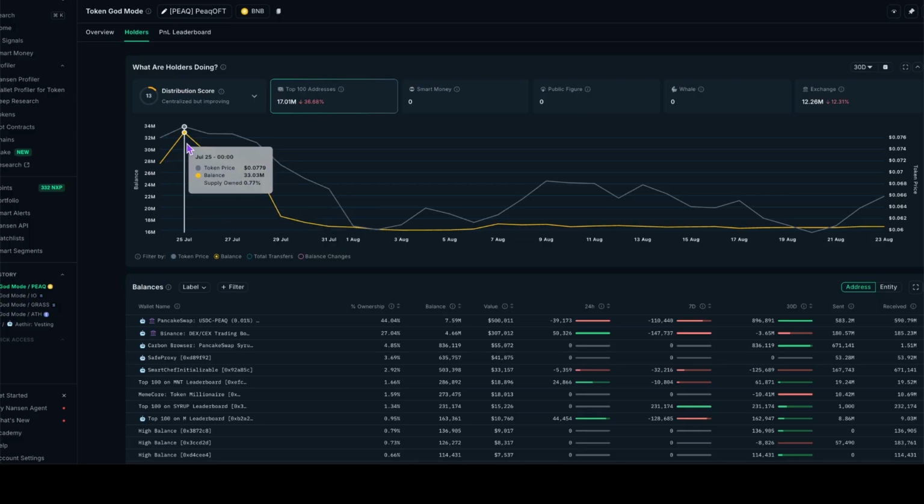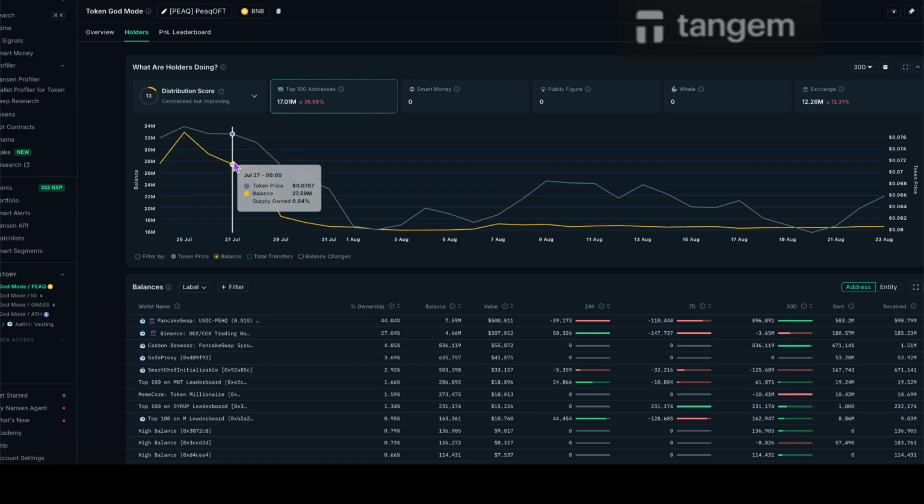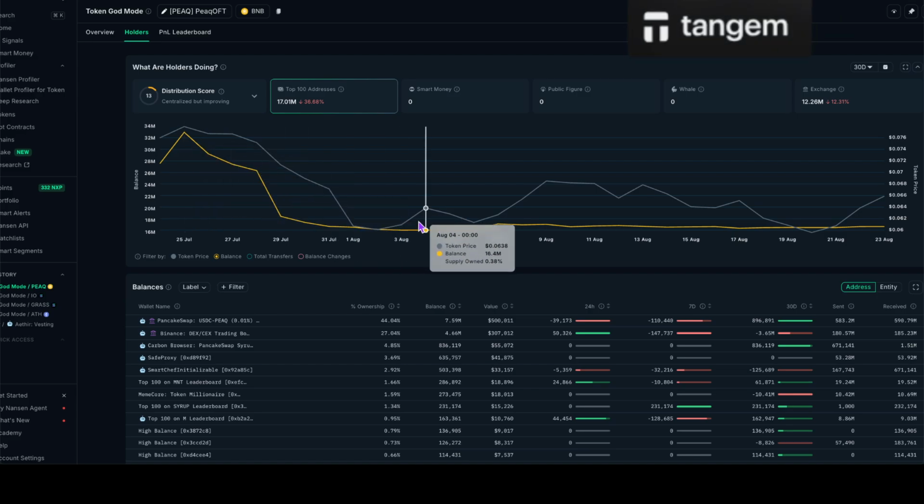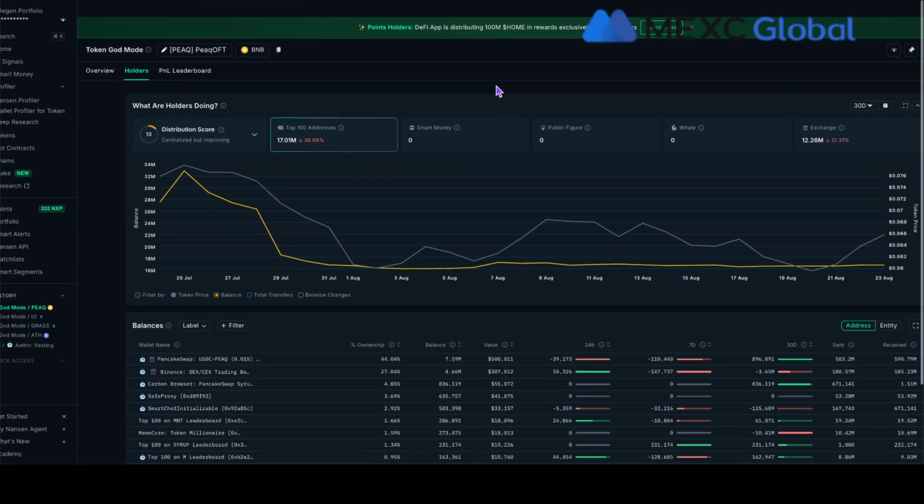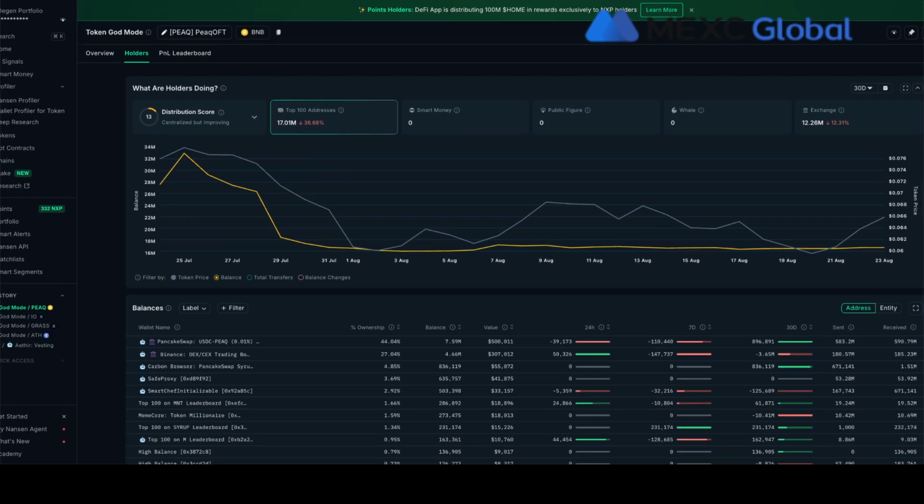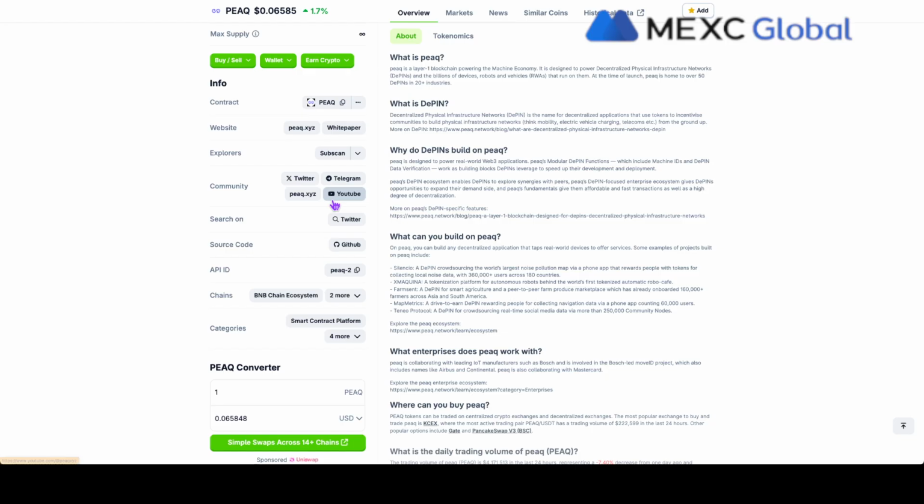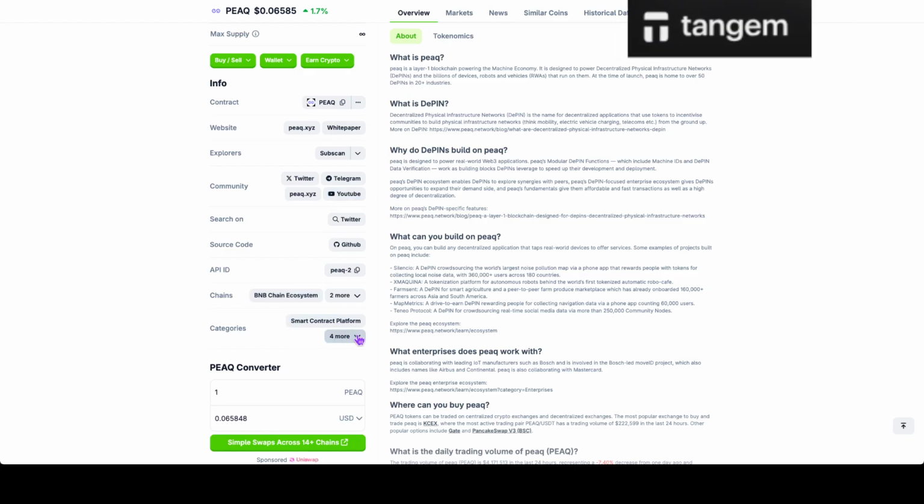Now, what you're seeing here, this began on July 25th. Token price was at its highest, right? And then kapow, and that stays down. Token price goes up. They're already getting rid of balances. Now, of course, it doesn't track wells and stuff like that for Peaq.